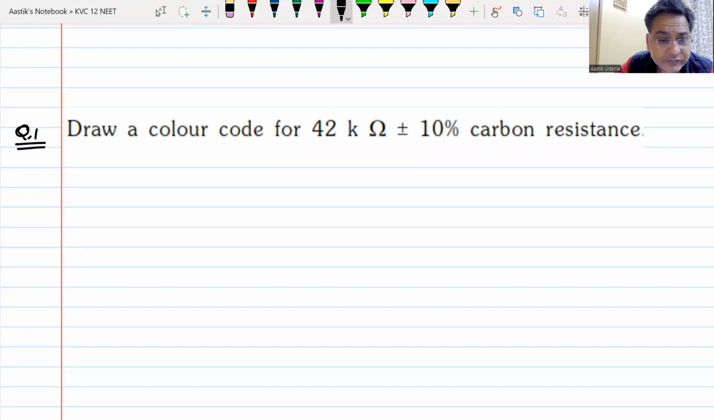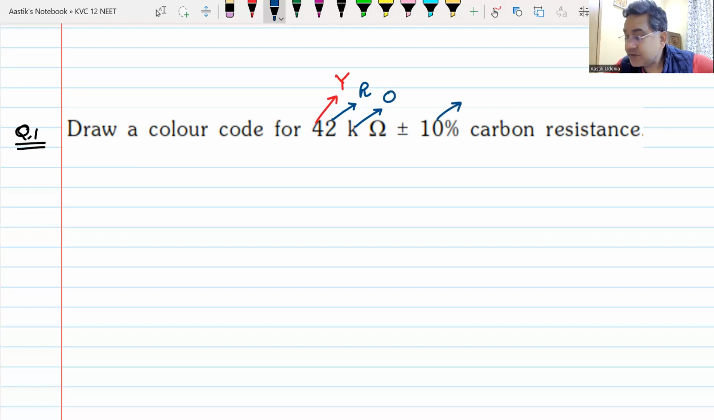Silver color? I don't understand what you're saying. Okay. What is the color code for 4? Yellow. So why yellow? What is the color code for 2? Red. Yellow, red. Kilo is 3. So what is the color code for 3? Orange. What is the color code for 10%? Silver. That is the answer. Yellow, red, orange, silver is the color code for this carbon resistor.